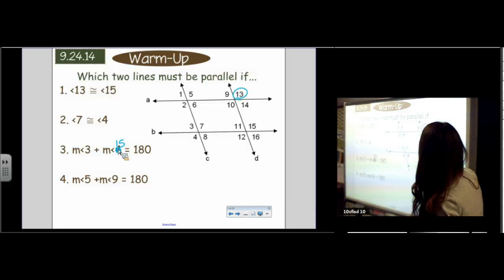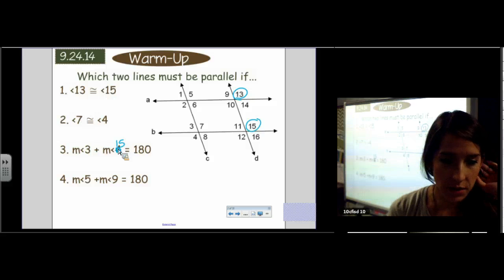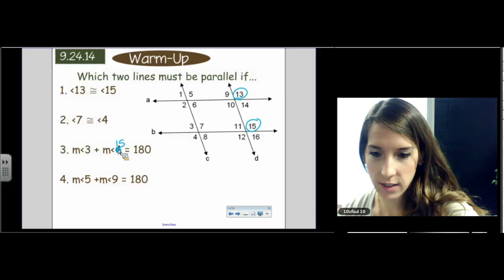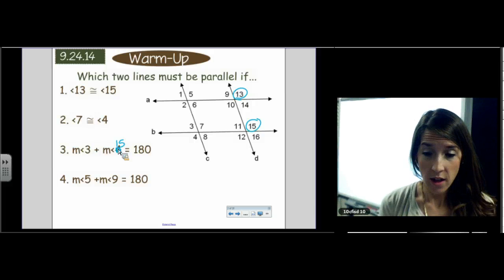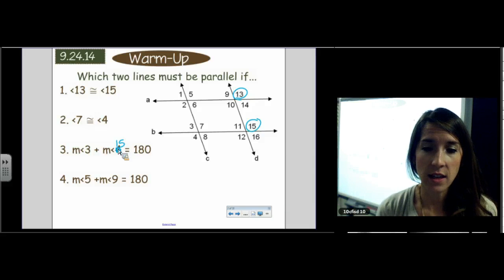If 13 is congruent to 15, those are corresponding angles. They're supposed to be congruent. They're doing what they're supposed to be doing, so we know we have a set of parallel lines. Now we just have to decide which lines are parallel.